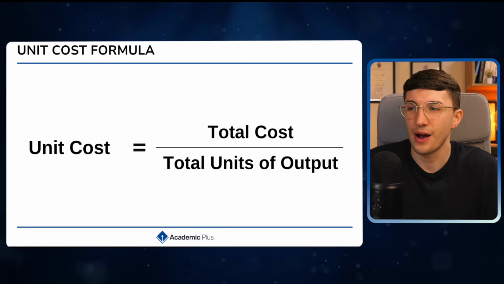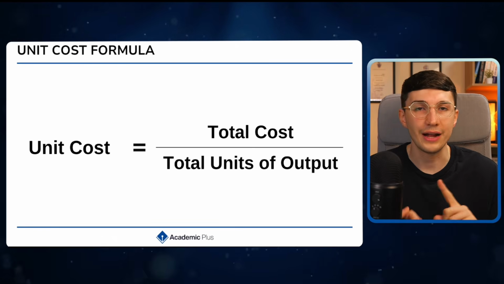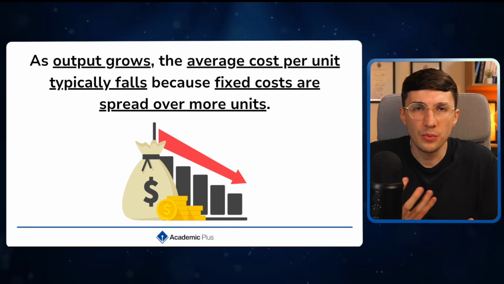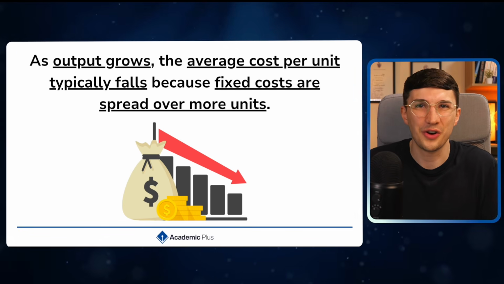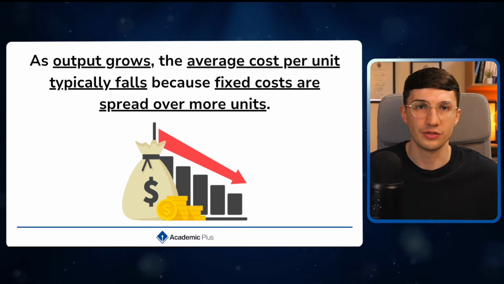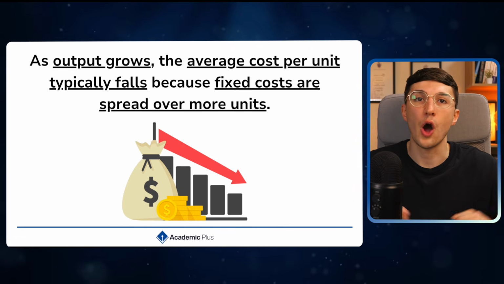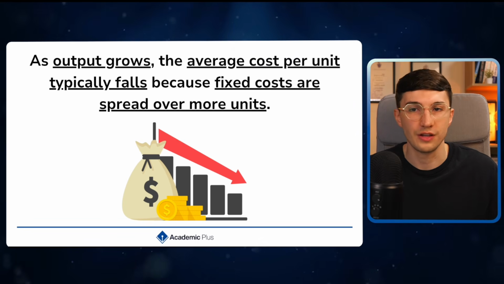And a really simple calculation to calculate our unit cost, or the average cost per unit, is that we take the total cost and divide that by the total units of output. Now, to help you start building that chain of analysis and explaining why economies of scale lead to a lower unit cost, the reason is because the business's fixed costs start to get spread over more units. And this is the reason why that unit cost typically falls.